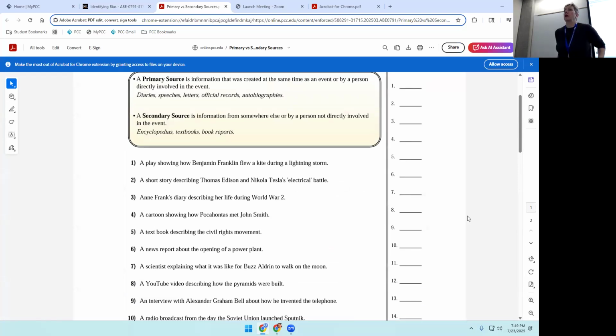Okay, let's determine whether these are primary or secondary. The first one is a play showing how Ben Franklin flew a kite in a lightning storm. What do we think? Secondary, absolutely. Number two, a short story describing Thomas Edison and Nikola Tesla's electric battle. Secondary. Okay, yes, it is secondary.